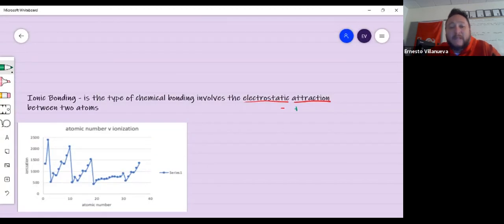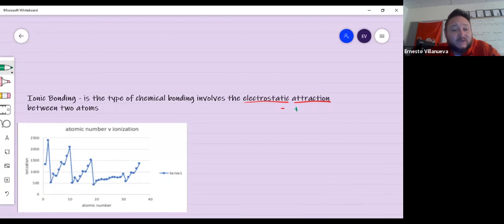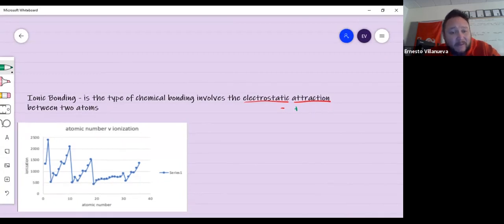All right. Now, when it comes to ionic bonding, what we're seeing is that we have atoms that are bonding because of those charges. This is where we get the term ionic bonding from. And ionic bonding comes from cations.